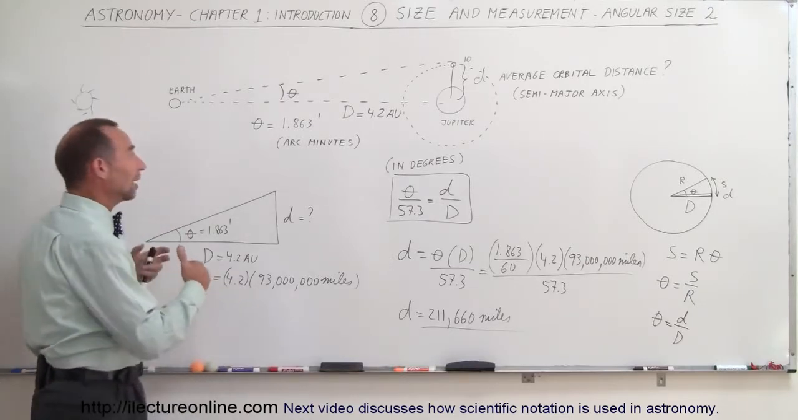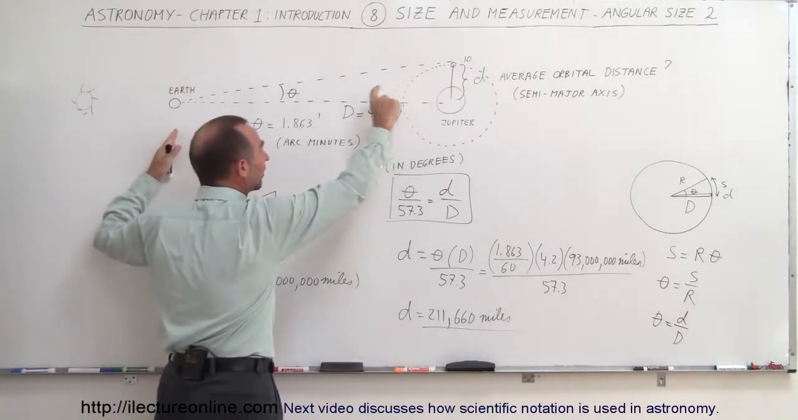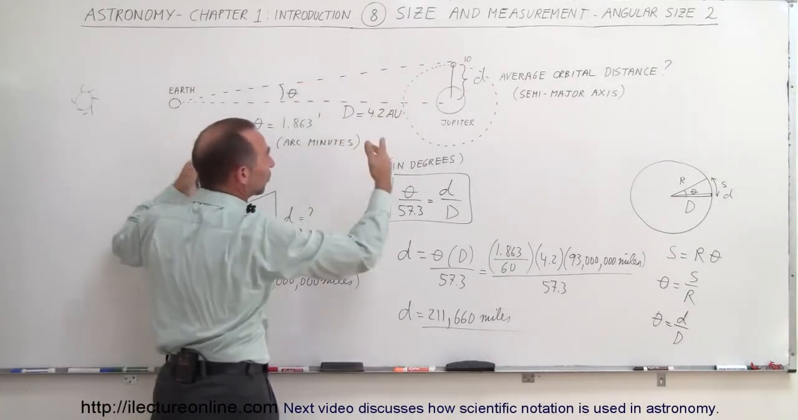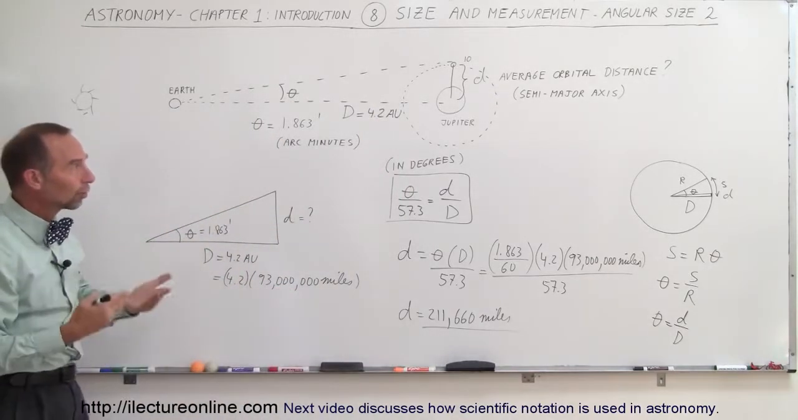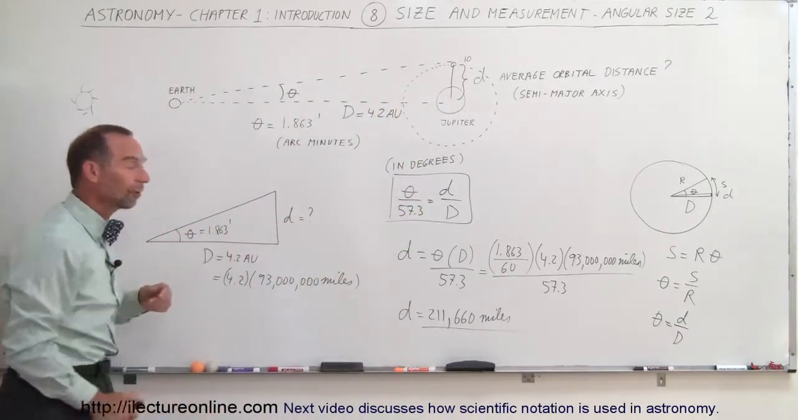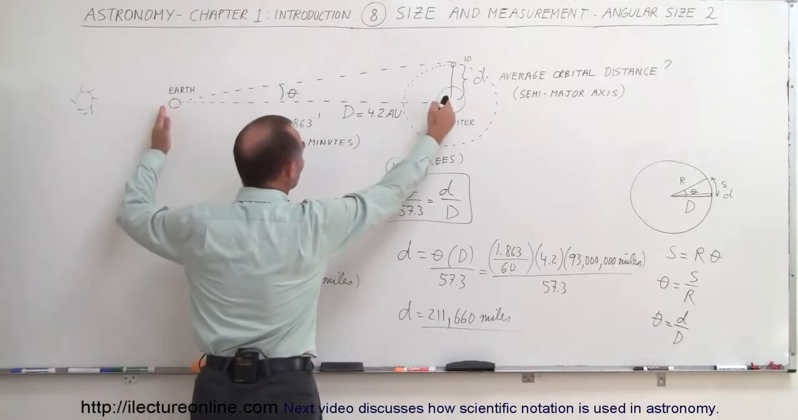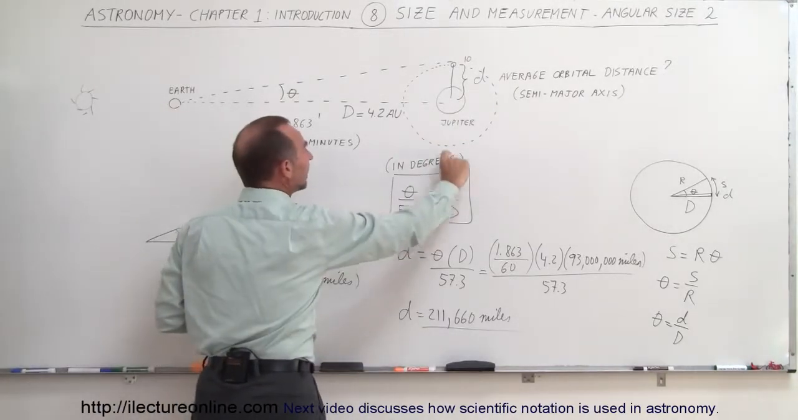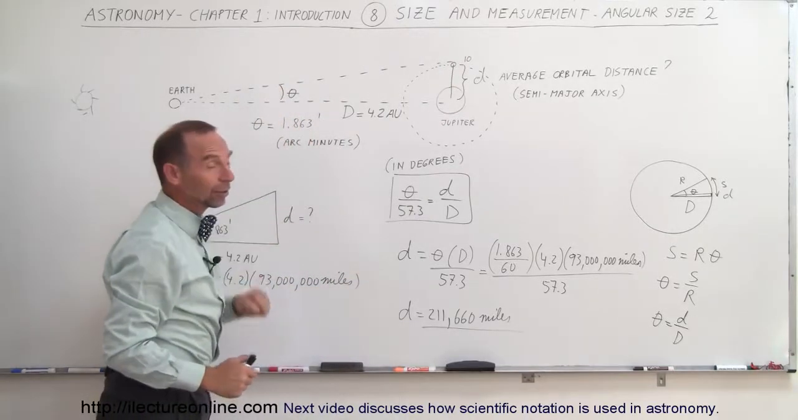Think about it. As long as we know the distance to objects and we can observe the angle, we can figure out how large things are, how large orbits are, we can figure out how large planets are and things like that simply by using this very simple technique. So big D is the distance to the object we're looking at. Little d is the distance that we're trying to figure out. We measure the angle and we plug into that equation.